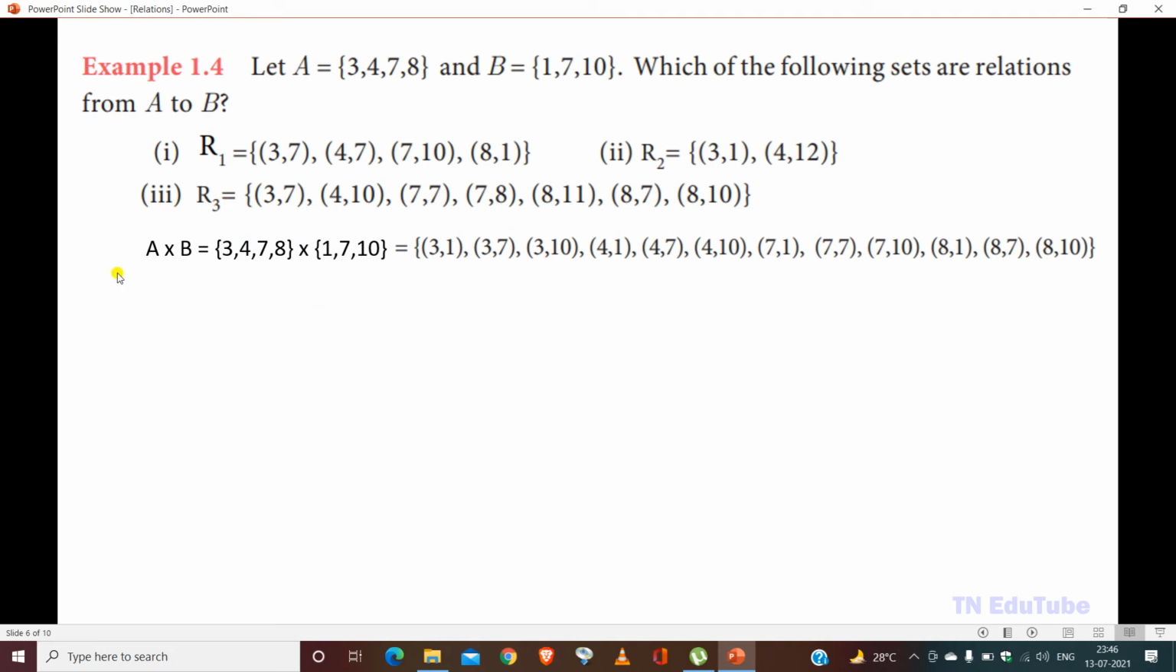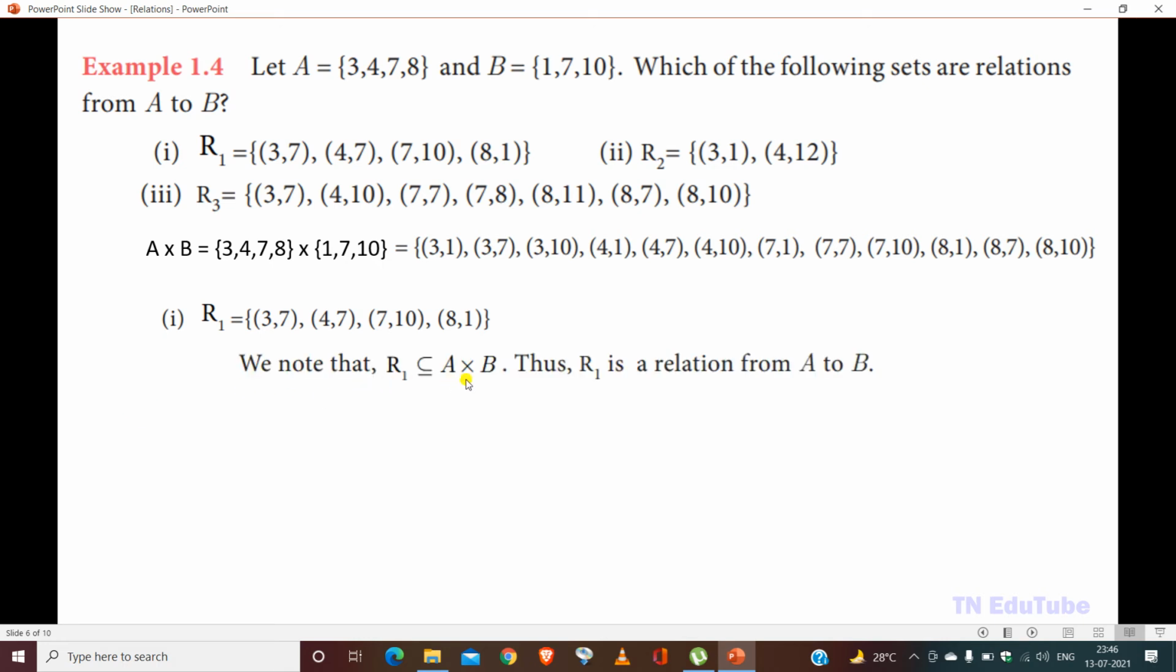Now you have to check the first question, R1. We have to check whether these elements are present in this A cross B or not. (3,7), here it is having. (4,7), here it is having. (7,10), having. (8,1), it is also present here. So we note that R1 is a subset of A cross B. Therefore, R1 is a relation from A to B.